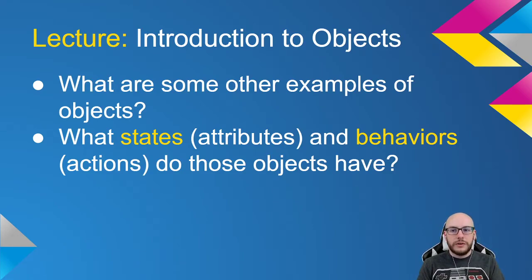When we're talking about modeling an object, we want to know state, we want to know behaviors. So what are some other examples of objects? I want you to think of some on your own. Maybe you want to model a person. Okay, well, what states do people have? What behaviors do people have?